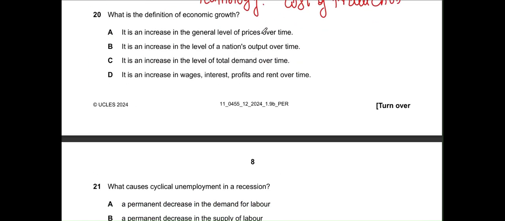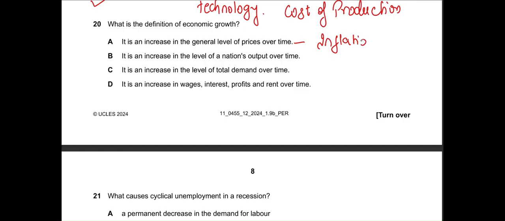All right. Now moving ahead with the next question, question number 20. What is the definition of economic growth? So clearly, they have asked you for the definition. First, I'm sorry, there is a lot of bird chirping which you can hear behind, so please ignore it. The first option is an increase in the general level of prices over time. This would be inflation. Second, an increase in the level of national output over time.